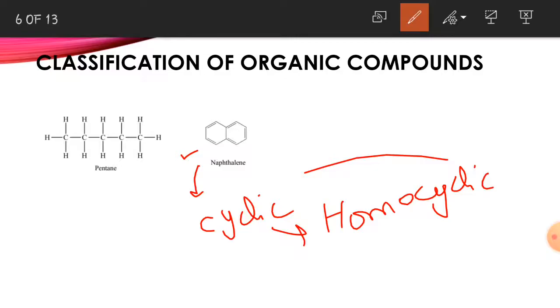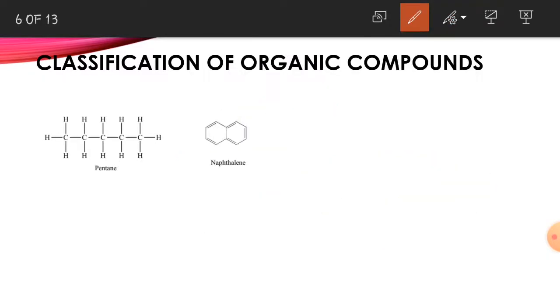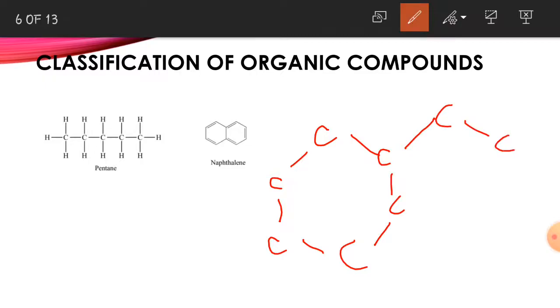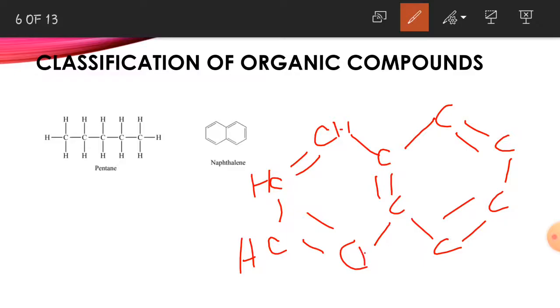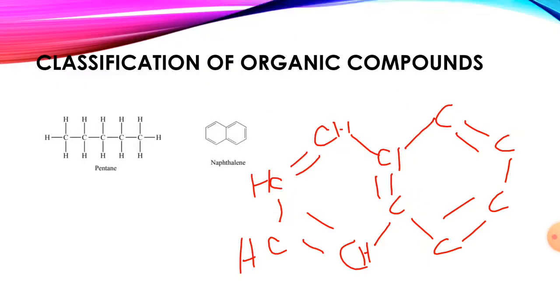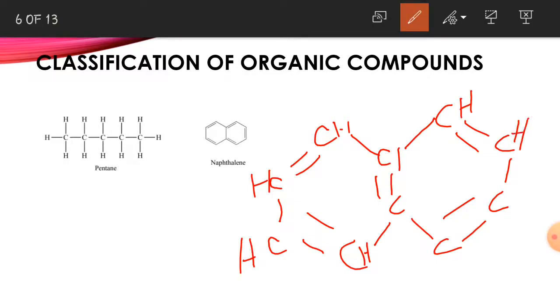Why? Because all the atoms in this ring are carbon atoms. Since no atom other than carbon is present in the ring, naphthalene belongs to the subgroup homocyclic. If you draw the clear structure for naphthalene, you may write it like this. One hydrogen atom is attached to each carbon atom. Since all the atoms in this structure are carbon atoms, it is a homocyclic compound.